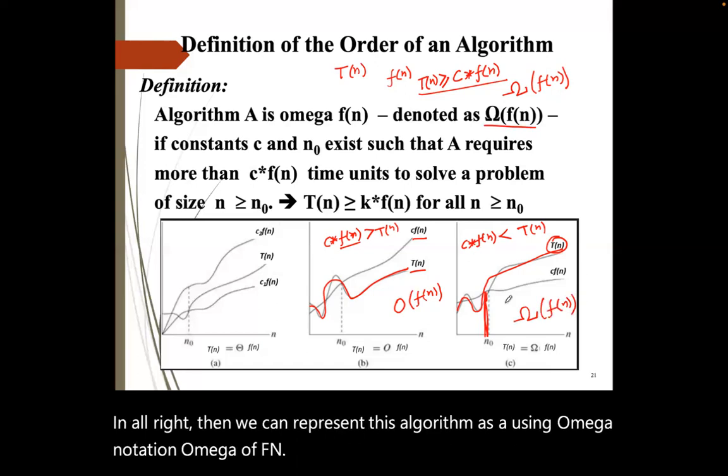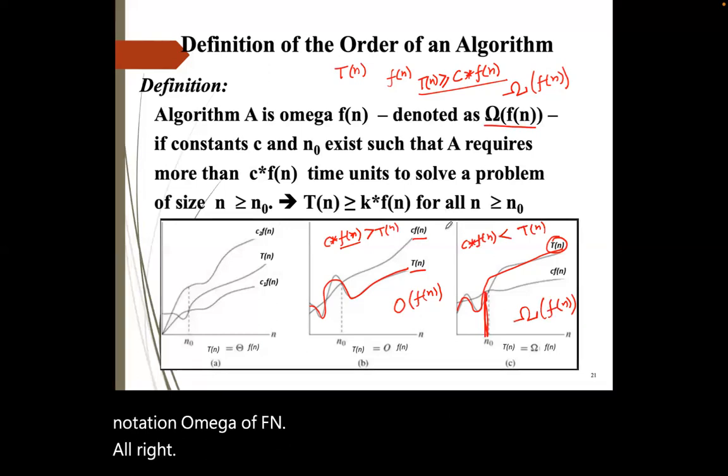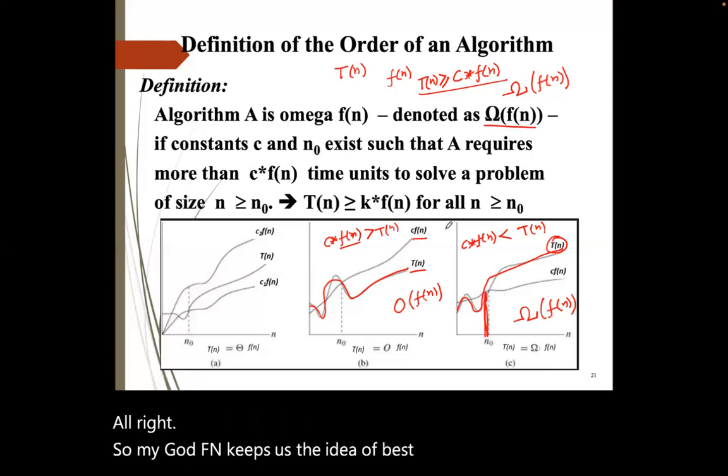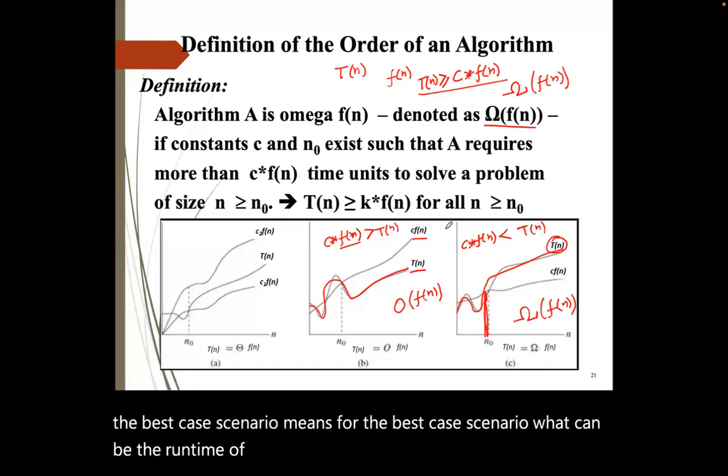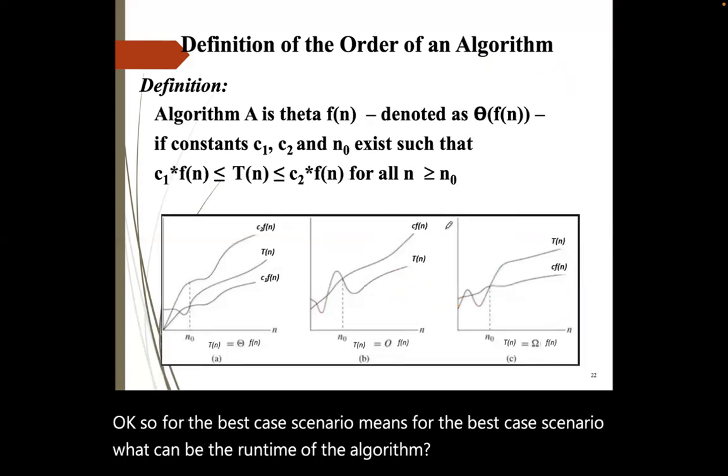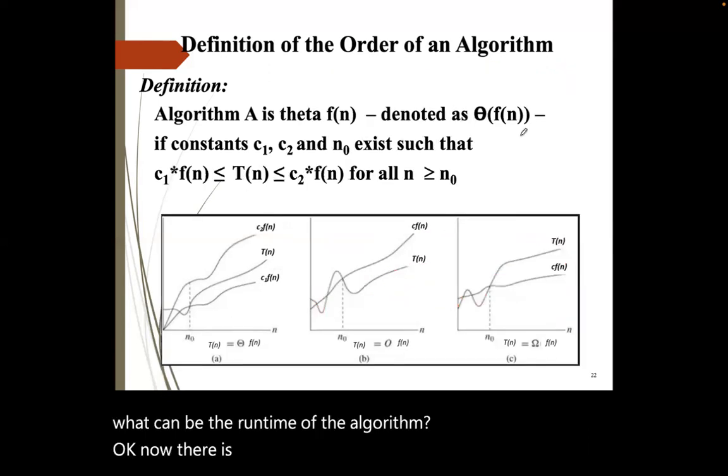So omega of f(n) actually gives us the idea of the best case scenario. So for the best case scenario, what can be the runtime of the algorithm? Now there is another notation we can use, theta of f(n).